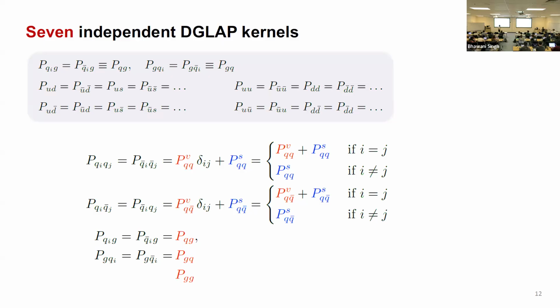And here, the superscripts V and S denote valence and sea. You don't have to think much about why they are called that way, and you will get the idea in the end.